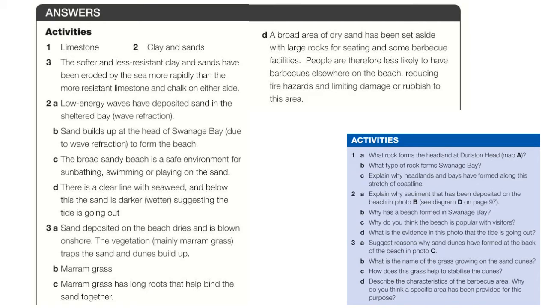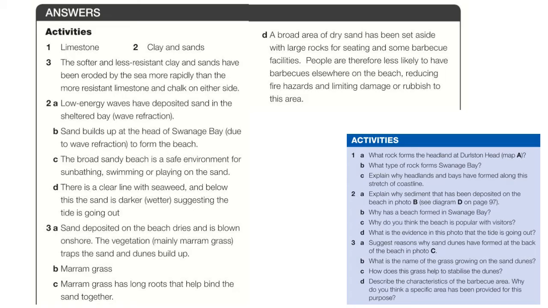Okay, I've put the answers up now with the activities again, just to remind you what they go with. So yes, Durlston Head is limestone, the type of rock of Swanage Bay, clays and sands, much softer rocks, much more prone to erosion or less resistant to erosion. Number 1C: explain why headlands and bays have formed along this stretch of coastline. Sorry, it says number 3 there, doesn't it? It says 1, 2, and 3 rather than 1A, B, and C. Never mind. The softer and less resistant clay and sands have been eroded by the sea more rapidly than the more resistant limestone and chalk. So it's about that differential erosion.